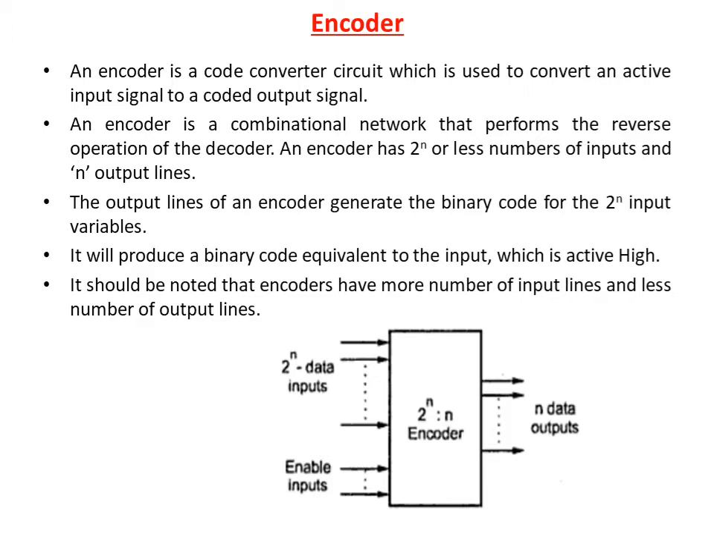The output lines of an encoder generate the binary code for the 2 power n input variables. It will produce a binary code equivalent to the input which is active high. So it should be noted that encoders have more number of input lines and less number of output lines. This is the block diagram representation of encoder. So the encoder has more number of input lines and less number of output lines. So here the original binary information is encoded into another form. So here 2 power n input lines and enable inputs and n output lines.